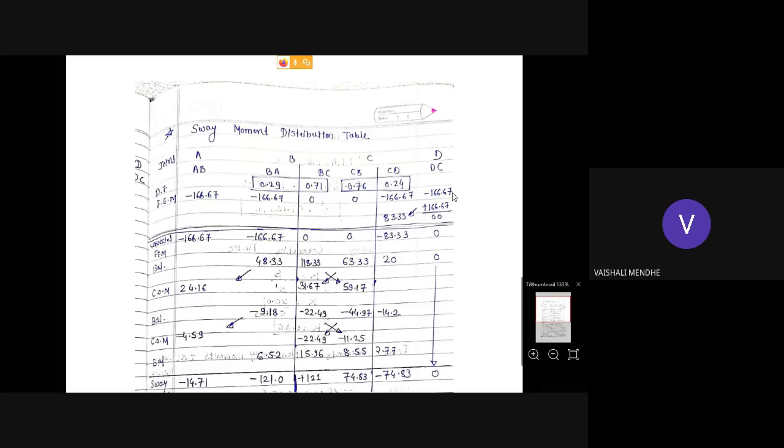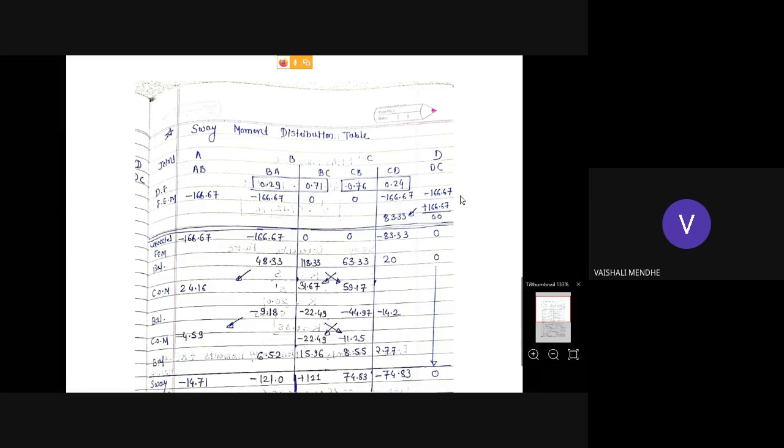ओके, तो यहाँ पे for member DC the fixed moment is minus 166.67. So again यहाँ पे this end D it is a hinge end, okay, in the given problem. So as you know that at the hinge end the bending moment is always 0. तो आपको क्या करना पड़ेगा? First of all you have to release the joint. Okay, so how you can release the joint? By applying a correction. Okay, how much correction you will apply here?